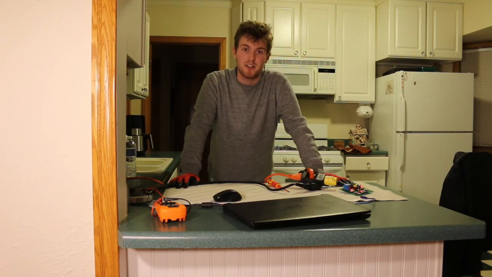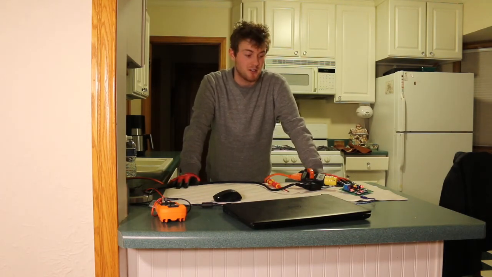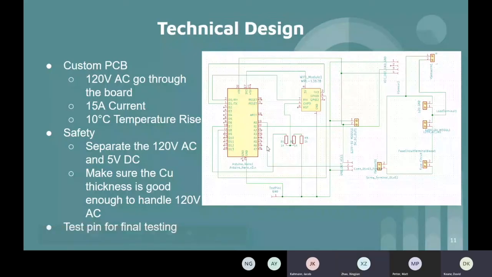So in light of current events, we did not have access to a 3D printer to print off an enclosure for this device, but it's something that we had designed and would love to include in future developments. So for the technical design, here's our custom PCB.